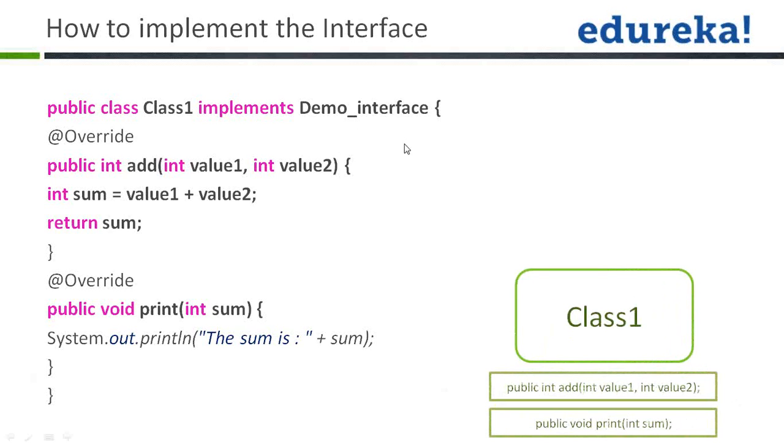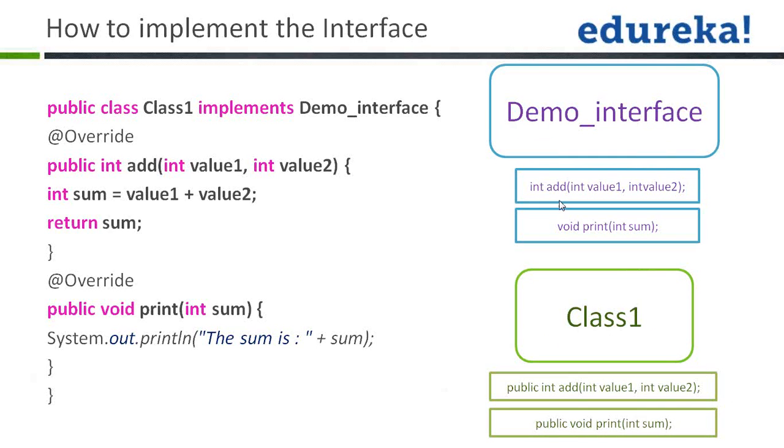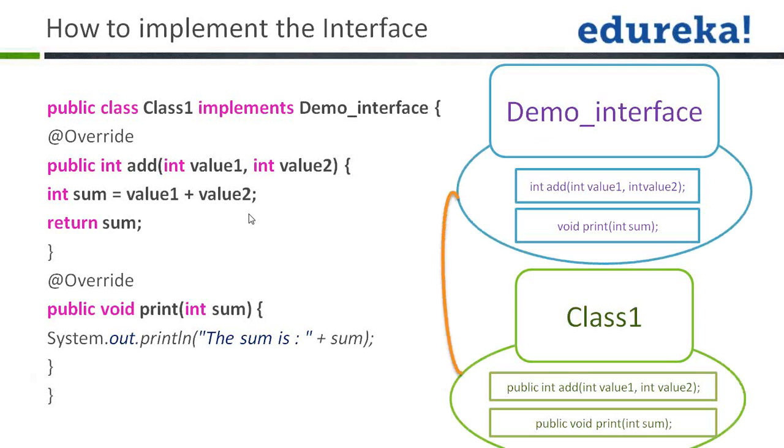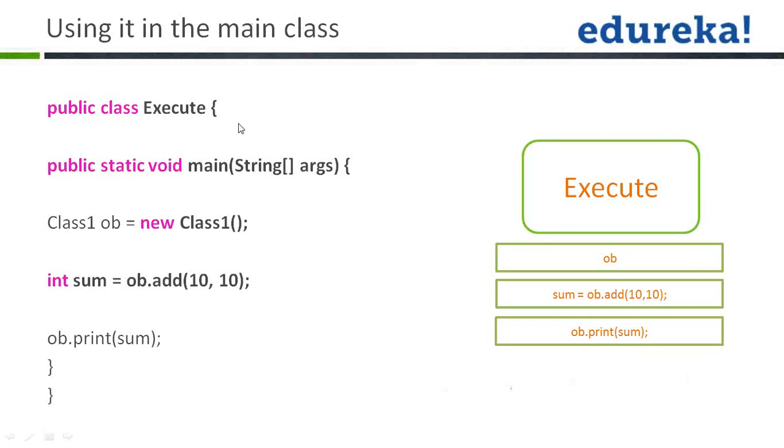In the main method, it is something like this. You have got a class 1, you've got an interface. Now this class 1 implements the interface, that is demo underscore interface. Now in the main method, main string arguments, you make the object of class 1, new class 1, integer sum equals ob.add 10 and 10, and you pass sum. So in the class which implements an interface, you have got 2 methods, print and add. Using add method you are adding 2 numbers, and using print method you are printing the value of the sum.